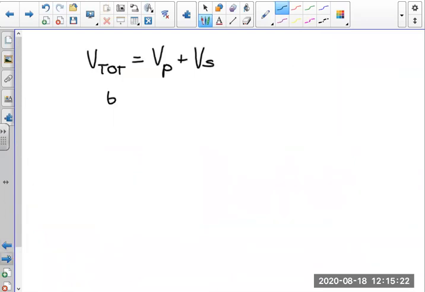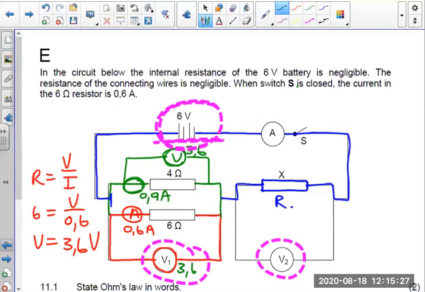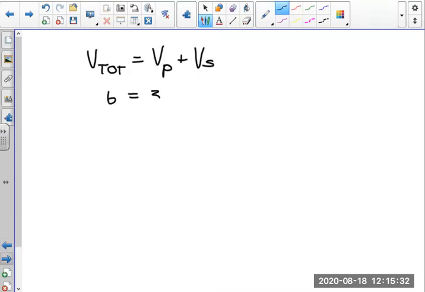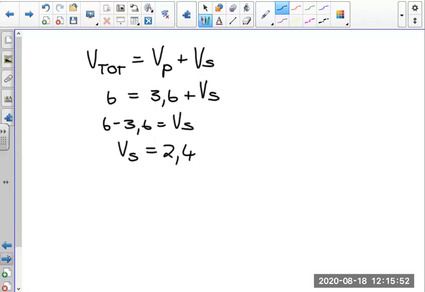So I'm going to give a 6 there. Voltage in parallel is then 3.6 because we worked it out. So I'm going to say the voltage in parallel is 3.6. I want to know what is the volts in series. So 6 minus 3.6 is going to give us the volts in series. So the volts in series is going to give us a total of 2.4 volts. That's the voltage that we're going to have over that resistor.